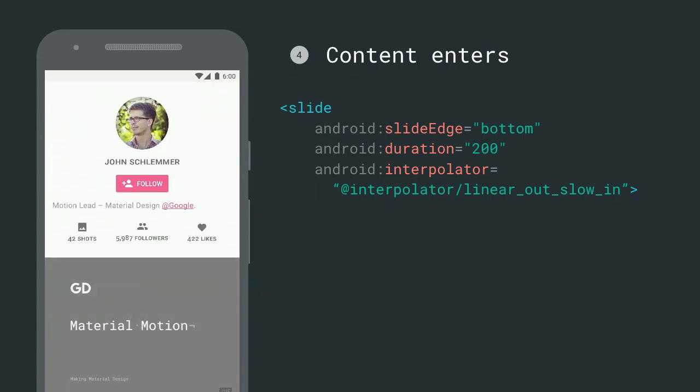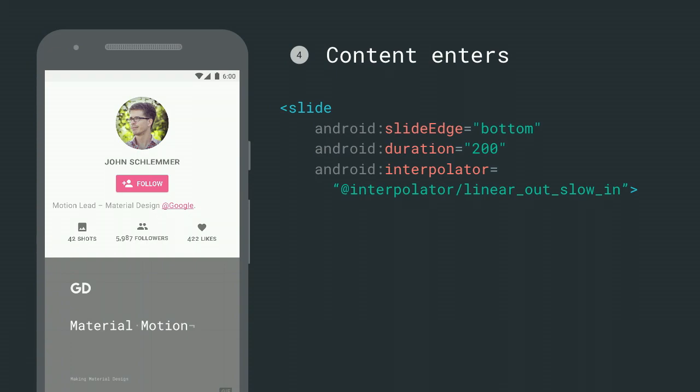Last piece is that the image is moving upwards, so I wanted the content to enter upwards with it to make this kind of cohesive experience. So rather than the image coming in and the content just popping in, I wanted it to feel like it was all moving in the same path. Most of it's handled with this window content transition. So there's both a shared element transition and a window content transition on the same screen. And it's just using this slide to slide the content in from the bottom.